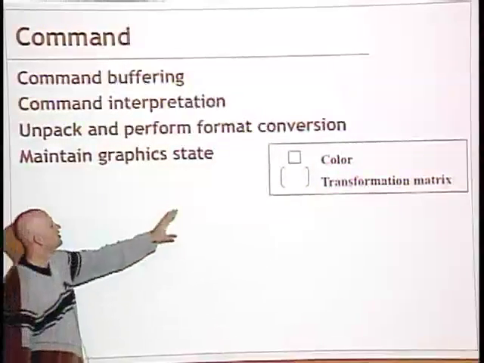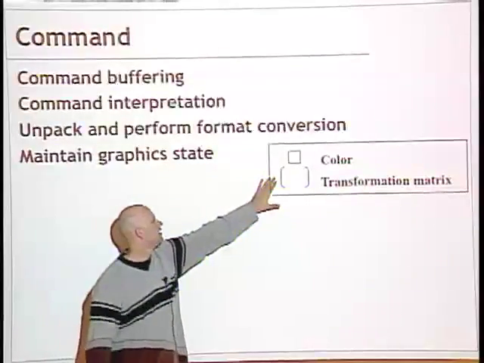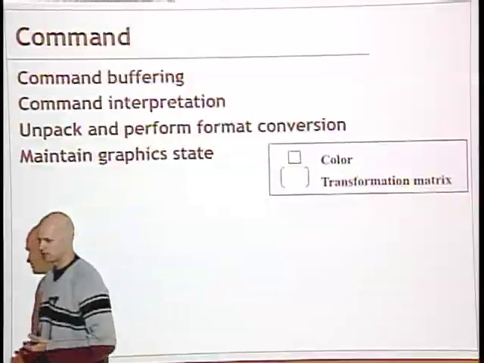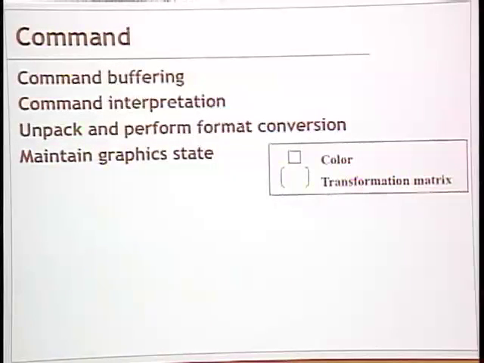And in this picture, this is the graphics state. We're going to keep the current color, and we're going to keep the current transformation matrix. So we're going to walk through a little example here. GL load identity is a GL command that will set the transformation matrix to the identity matrix, so no transformation at all. Then we're going to multiply that matrix by another matrix T, and identity times T is T.